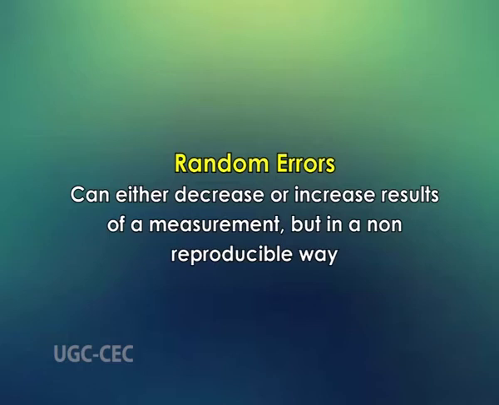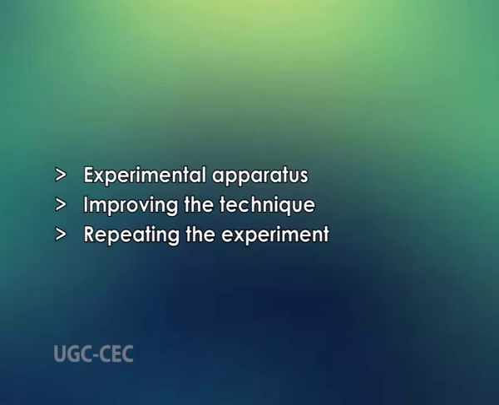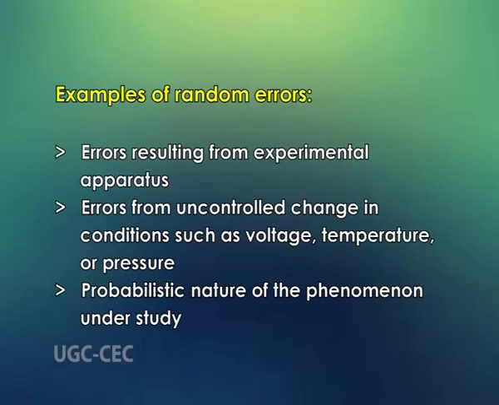Random or statistical errors can either decrease or increase the results of a measurement, but in a non-reproducible way. Most of the random errors cannot be eliminated. They can be reduced by either improving the experimental apparatus, improving the technique, or repeating the experiment many times. Examples of random errors are: first, errors resulting from experimental apparatus, that is, reading of instruments, electronic noise, etc. Second is errors from uncontrolled change in conditions such as voltage, temperature, or pressure. Third is the probabilistic nature of the phenomena under study.